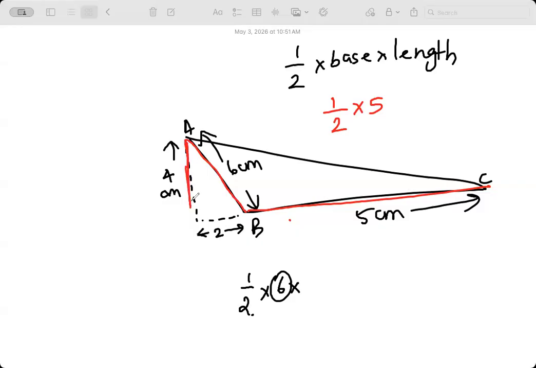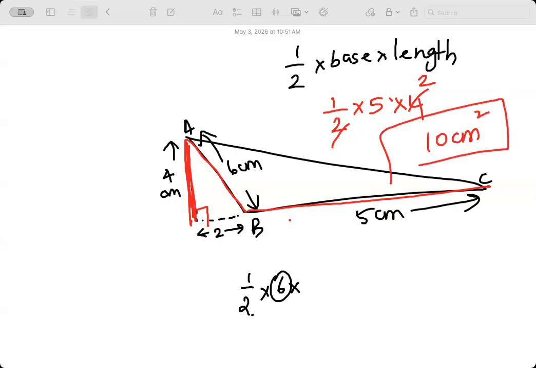Even the height can be outside, it's just 4, because it's a perpendicular distance to the base. You got it? So this will be 10 centimeters square. Make sense? Yeah. Great. Okay.